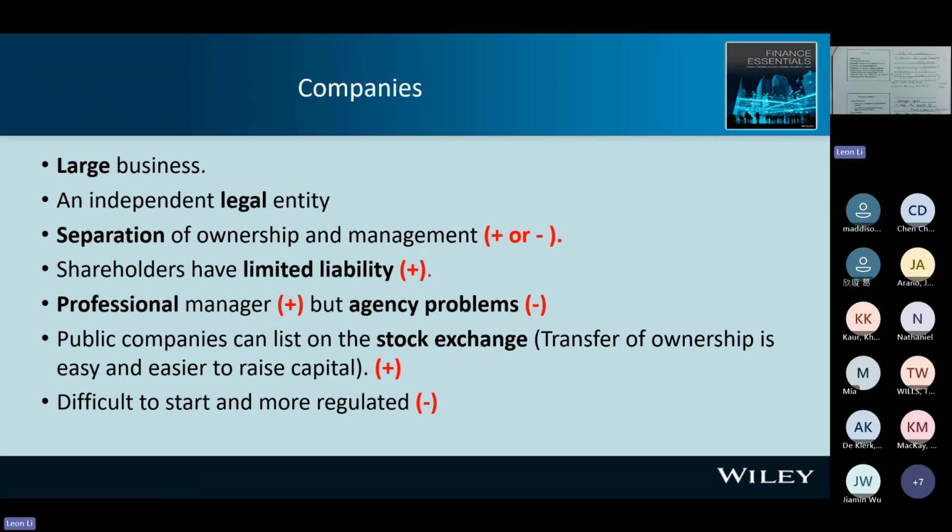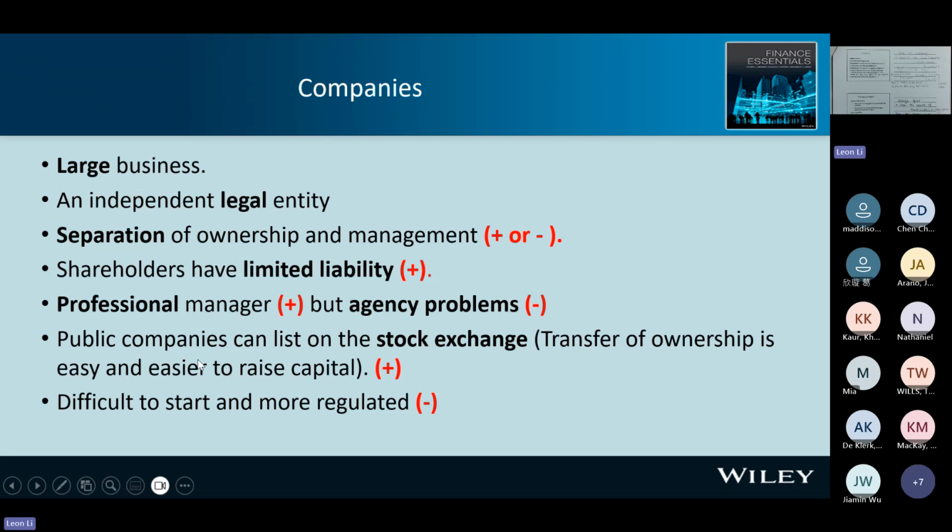All right. So next one, professional manager but agency problem. This point is about separation of ownership and management. So the advantage of the separation is the professional manager. This is positive, but there is the agency problem. We will discuss the agency problem later.